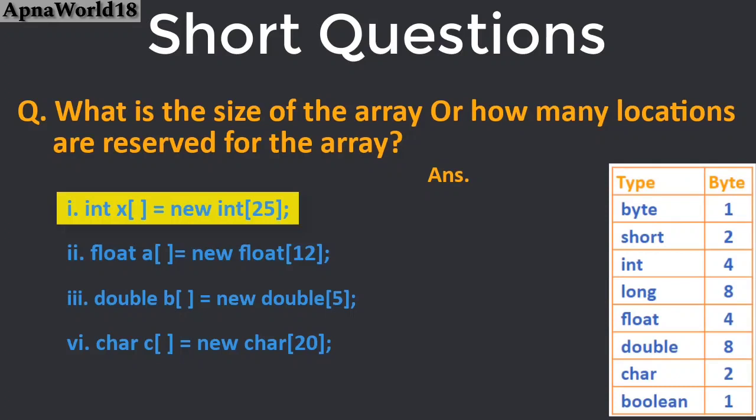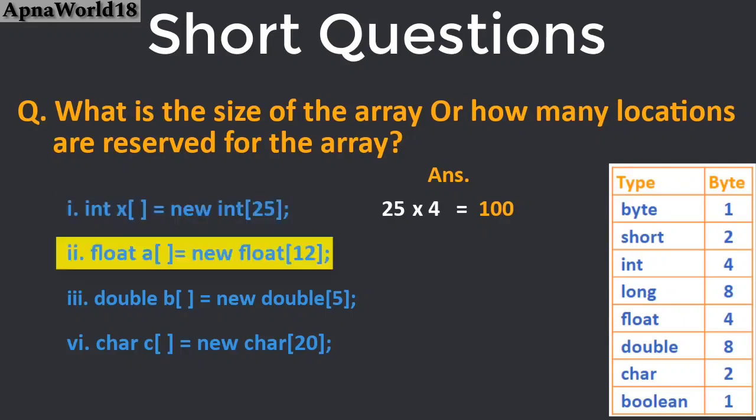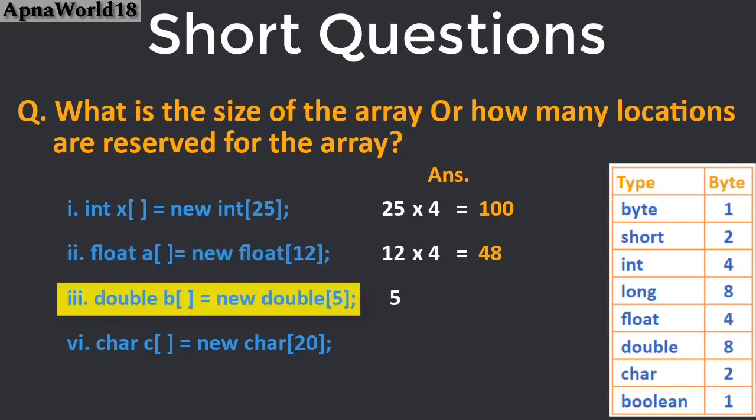Here in the first question, there is an array of int of size 25, so it will take 100 bytes of space. Next is float, which also requires 4 bytes, so it takes 4 into 12, which is 48 bytes of space. Next is double array of size 5. Since double takes 8 bytes, this array takes up 40 bytes.